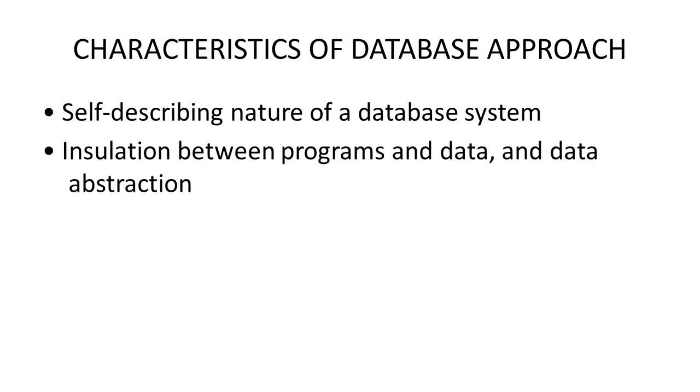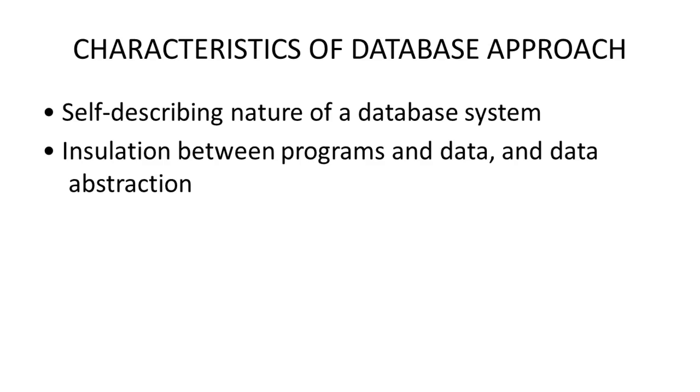The next one is insulation between program and data, and abstraction. We'll discuss one by one. First, insulation between program and data. I can change the structure of the data without changing the application program which I am using to access that data. I don't need to modify any programs to change the structure of the data. That is called insulation between program and data.